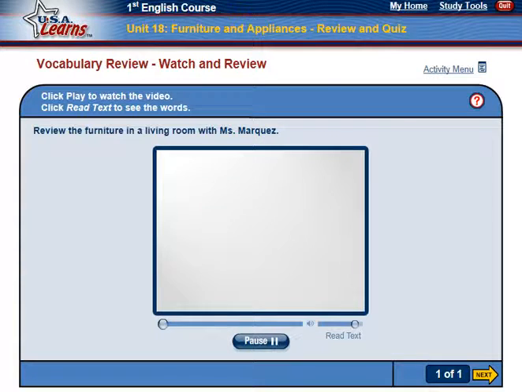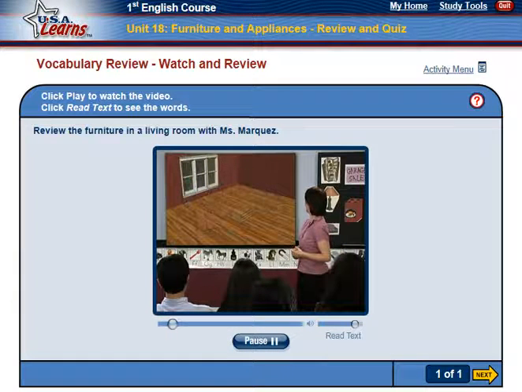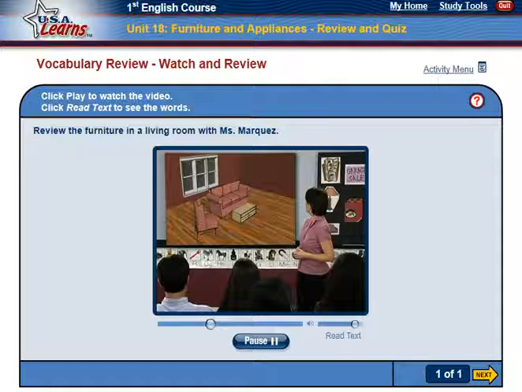We have a sofa, coffee table, chair, lamp, bookcase, a plant, curtains, a painting, and a TV.